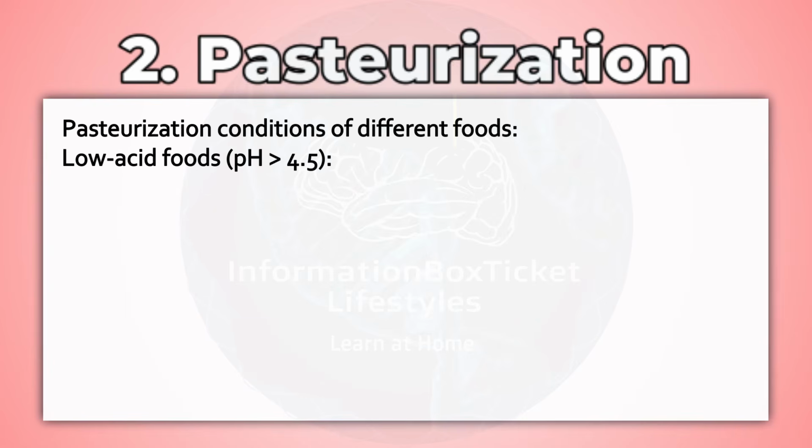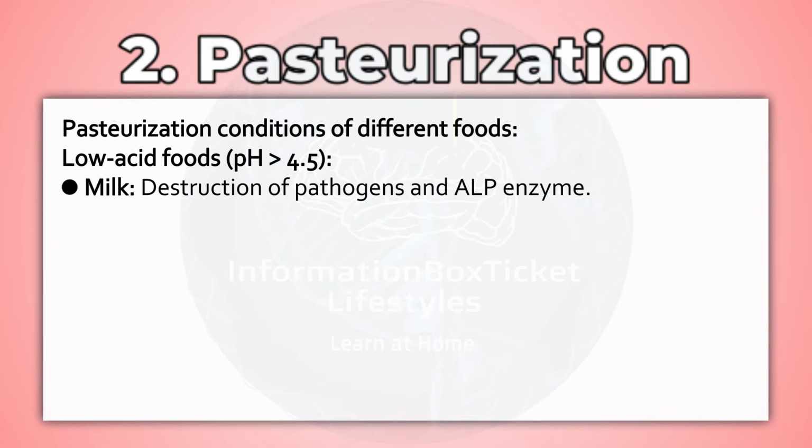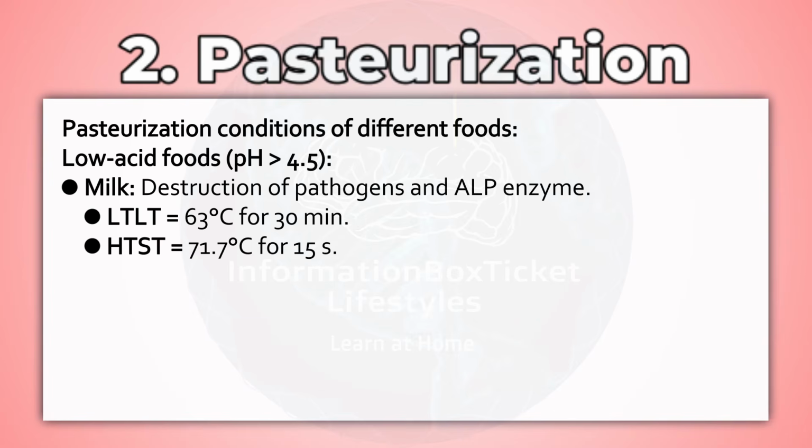Low-acid foods, pH greater than 4.5. Milk, destruction of pathogens and ALP enzyme. LTLT equals 63 degrees Celsius for 30 minutes. HTST equals 71.7 degrees Celsius for 15 seconds. 90 degrees Celsius for 0.5 seconds.